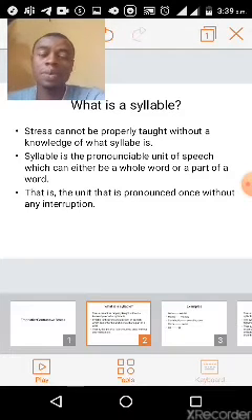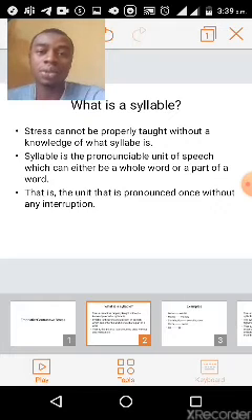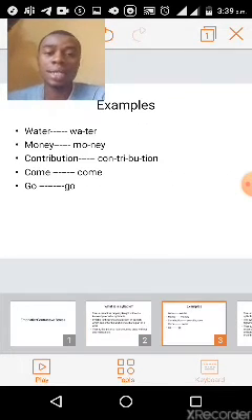Now, a syllable is a pronounceable unit of speech which can either be a whole word or part of a word. A pronounceable unit is a unit that is pronounced once without any interruption. Let me briefly explain that with examples. We have these words: water, money, contribution, come and go.